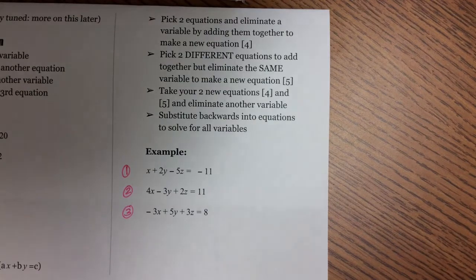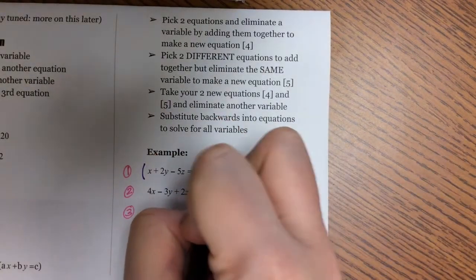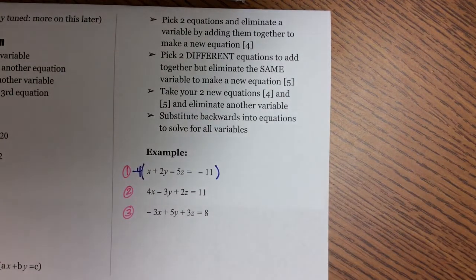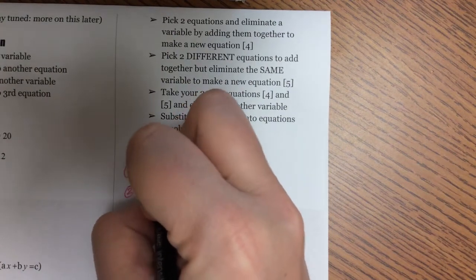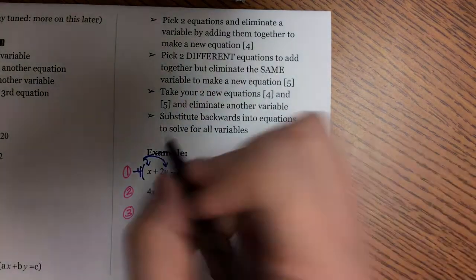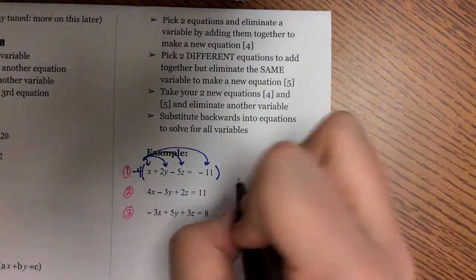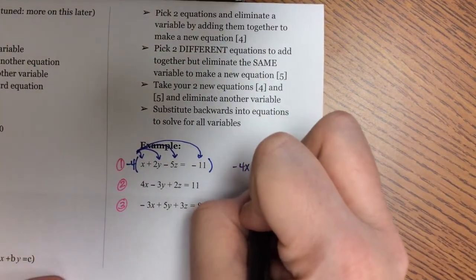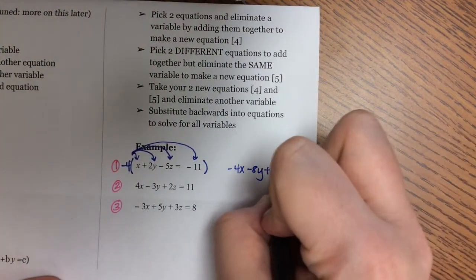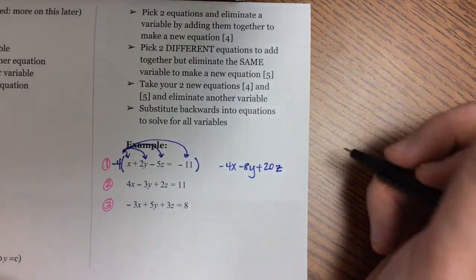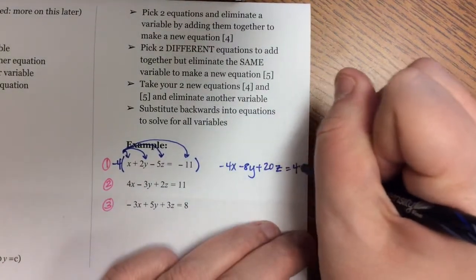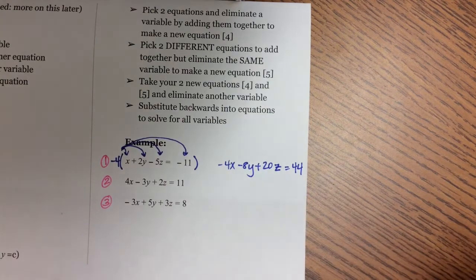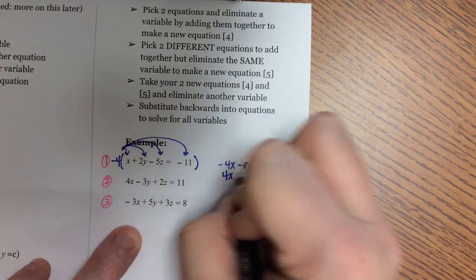I'm going to go ahead and multiply this top equation by a negative 4 so that my negative 4x can eliminate with this positive 4x in the next equation. So remember to distribute that to all pieces, including your constant. So we get negative 4x minus 8y plus 20z equals positive 44. So we're going to cancel that out with equation number 2. I'm going to go ahead and bring that over.